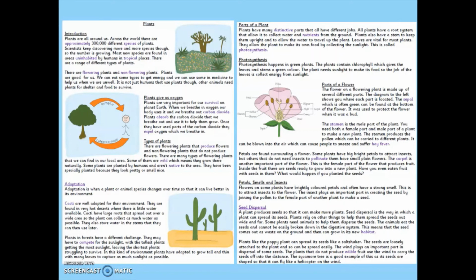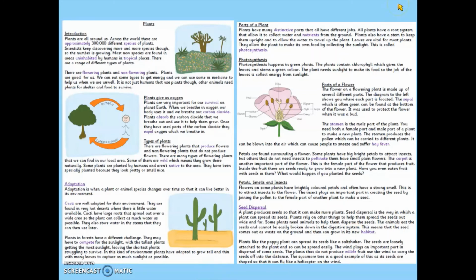Plants like the poppy plant can spread its seeds like a salt shaker. The seeds are loosely attached to the plant and so can be spread easily. The wind plays an important part in dispersal of some seeds. The plants that do not produce edible fruit use the wind to carry the seeds off into the distance. The sycamore tree is a good example of this, as its seeds are shaped so that they can fly like a helicopter in the wind.